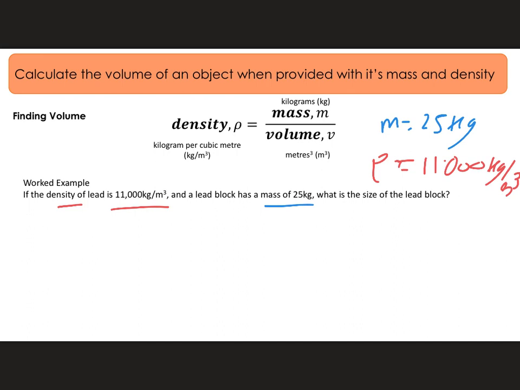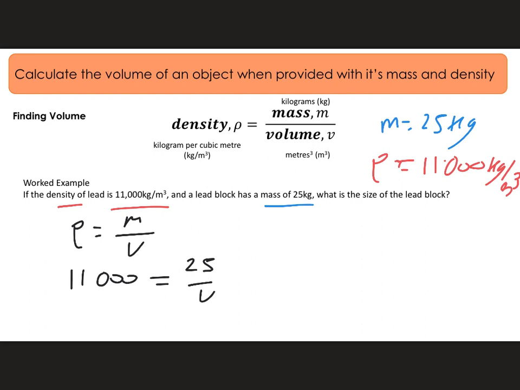So the next step, as always, is the same. We're going to do that rho is equal to m over v. We're going to substitute our numbers in. So we get the 11,000 is going to equal our 25 over v.